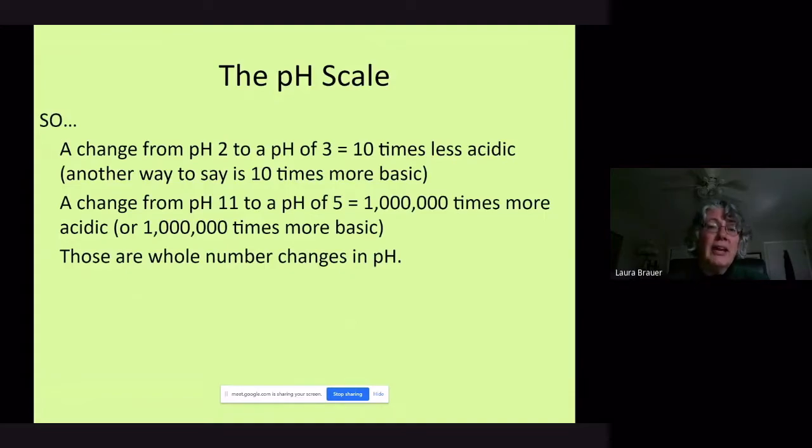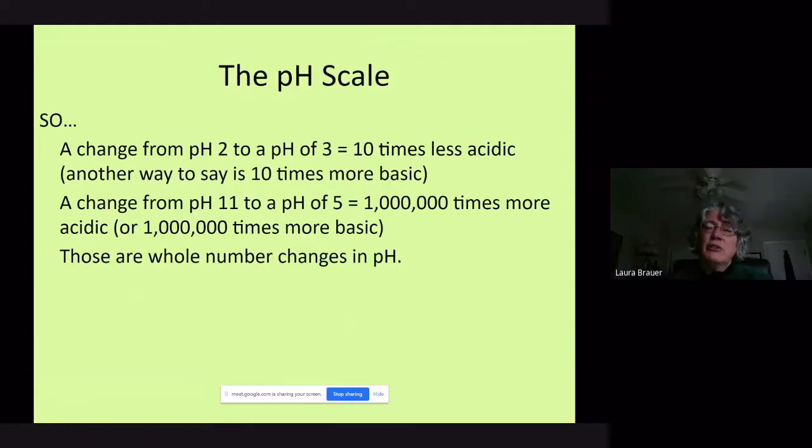Another way you could look at it is a pH of 3 is getting closer to 7, so it's going to become more basic. So it's still a power of 10 because we've only gone from 2 to 3, but you could say that it's 10 times more basic. So 10 times less acidic and 10 times more basic are basically the same thing, just depending on if you're talking about more basic, more acidic, or less acidic.